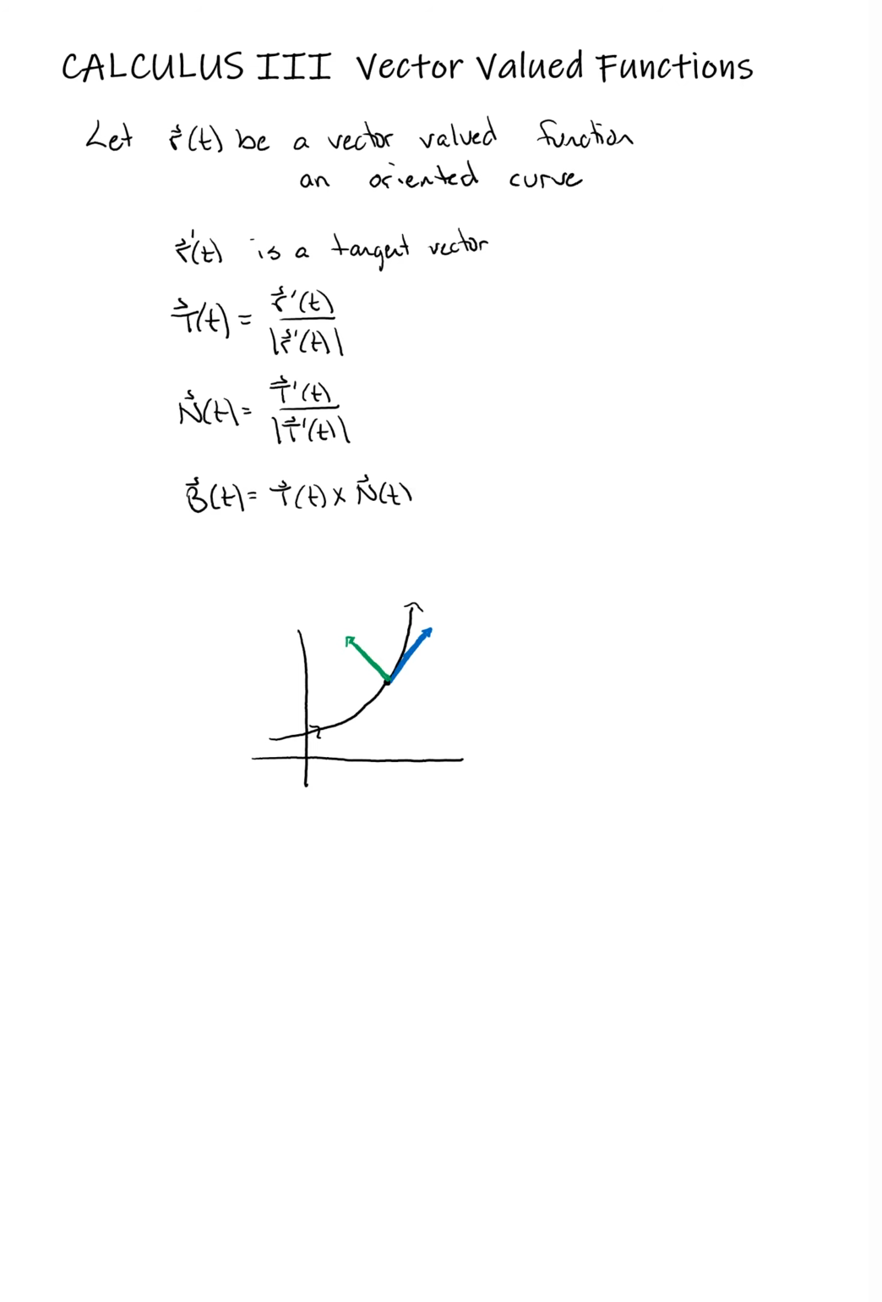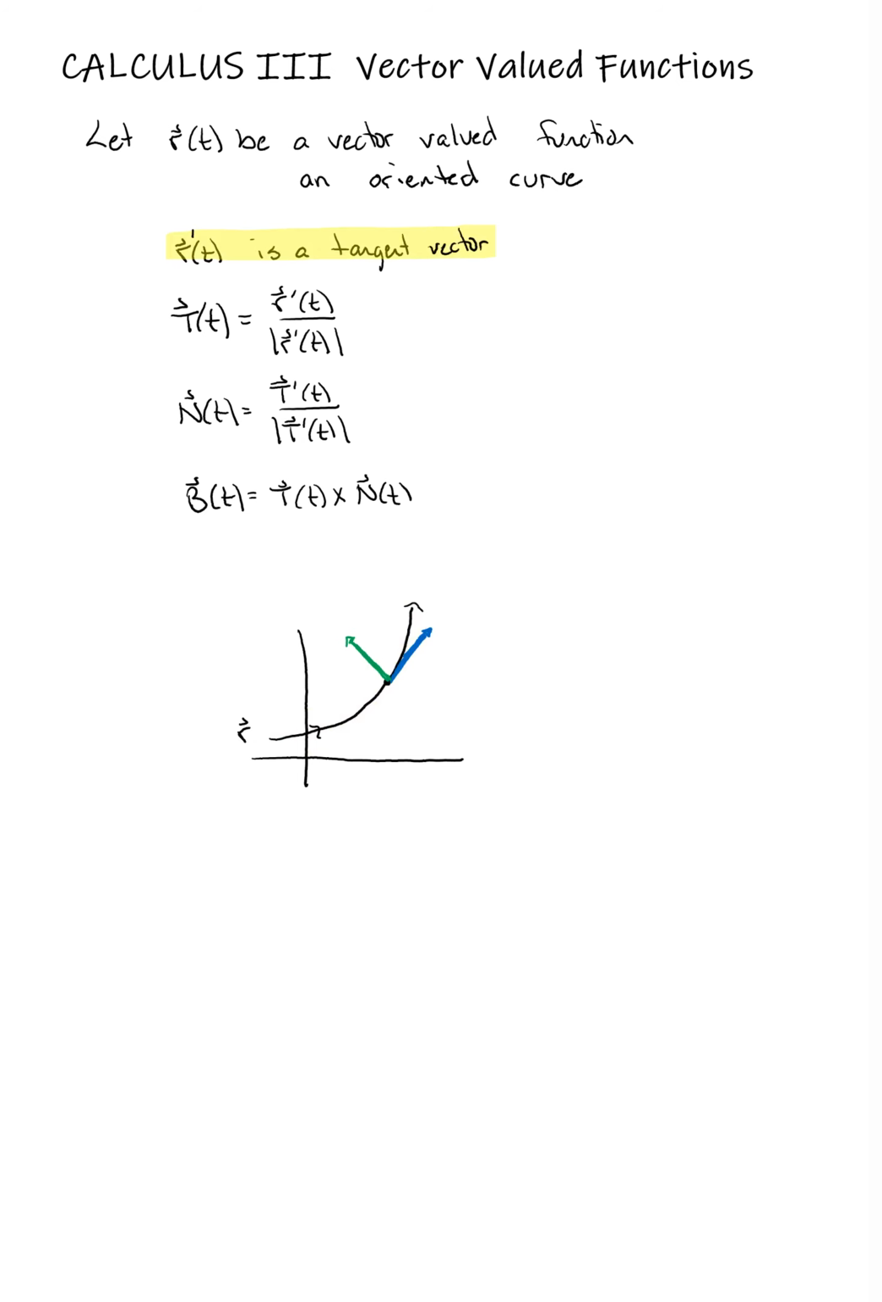I want to talk about tangent vectors, normal vectors, and binormal vectors when dealing with vector-valued functions. So let's start with a vector-valued function. We'll call it r of t. Now you'll notice I say that this could also be called an oriented curve. What I mean by that is here we have our vector r, and notice it has a particular curve direction. It starts at the bottom left and moves up to the top right. It has a direction. So that's what I mean by oriented curve. Now if I take the derivative of that, r prime, we call that a tangent vector.